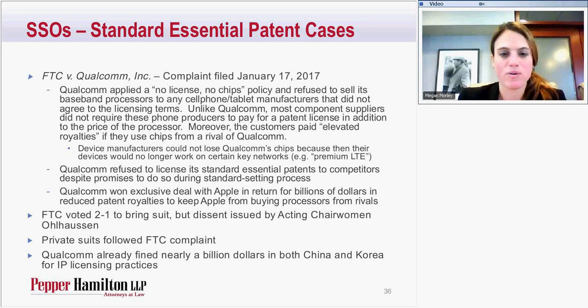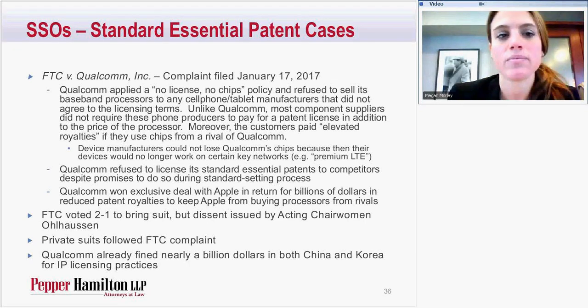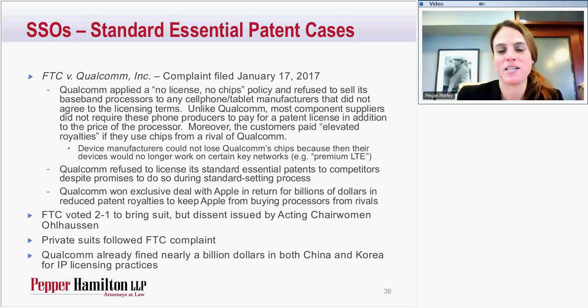I also wanted to mention that private suits followed the FTC complaint, including Apple, which brought a suit. The FTC went after Qualcomm, but this was after China and Korea had also gone after Qualcomm for its IP licensing practices, and China and Korea each fined Qualcomm nearly $1 billion for its IP licensing practices. So it needs to be seen what will happen with this case, but for now it's moving forward.